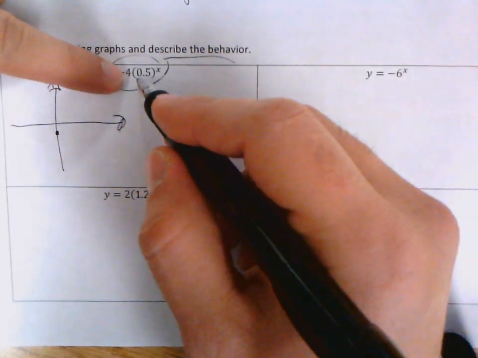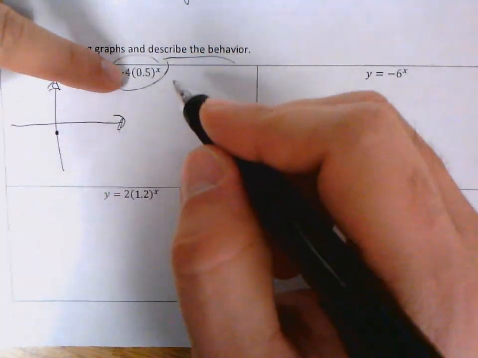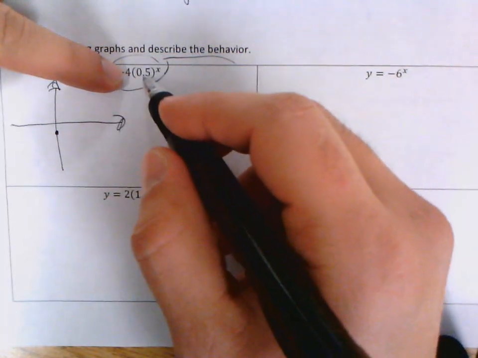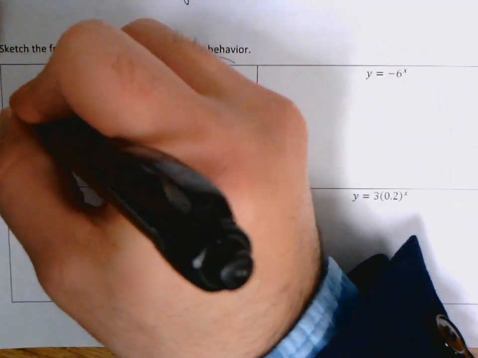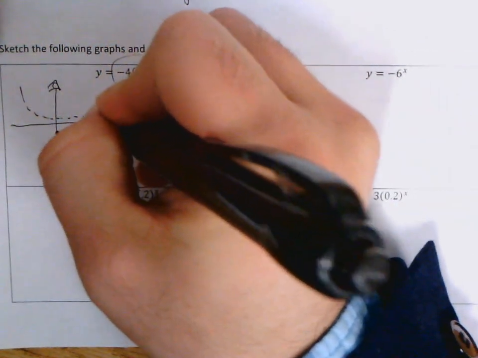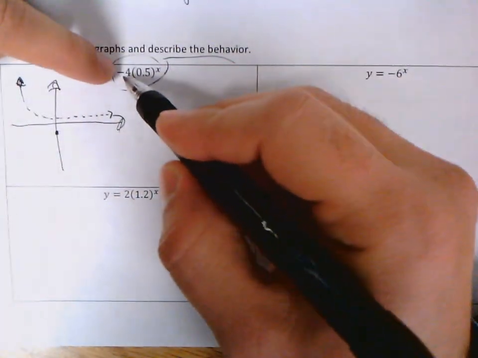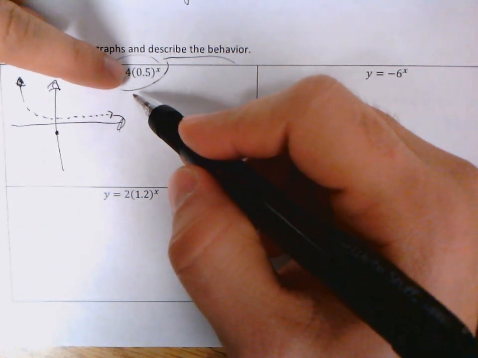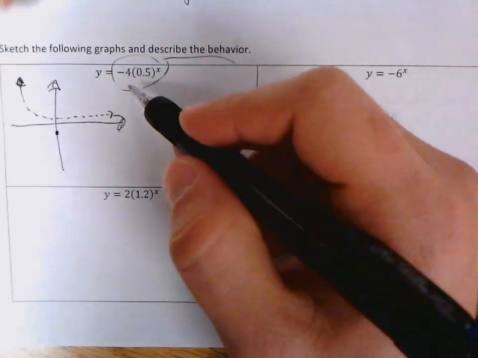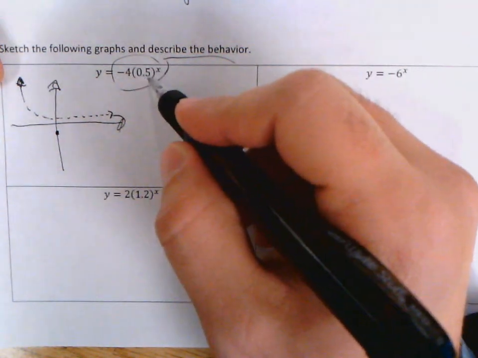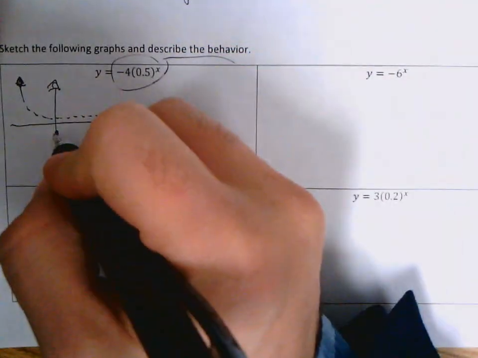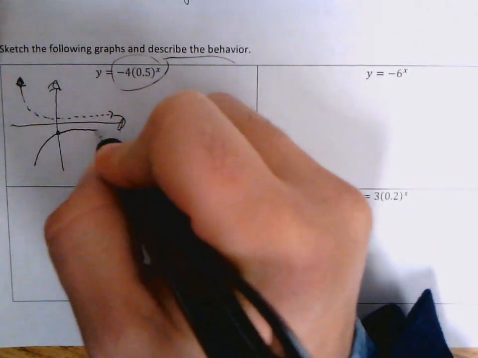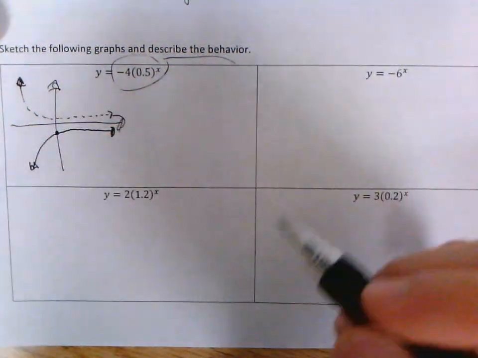We know that this graph will be decreasing from left to right, because b is less than 1 but greater than 0. So my graph will look something like this. Again, this is if I forget about the negative. But that is not what we're trying to graph. We're actually trying to graph -4 times 0.5 to the power of x. So that will be a reflection. The graph flips. So my final answer will look something like this.